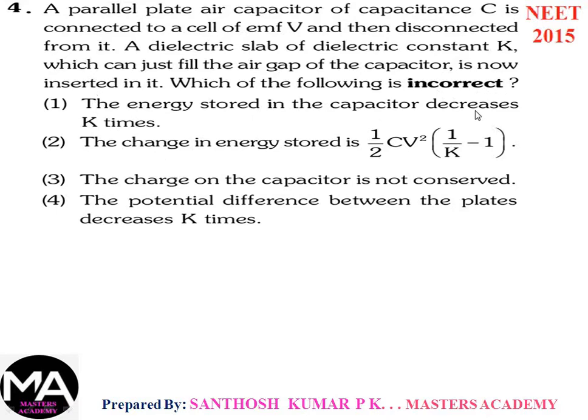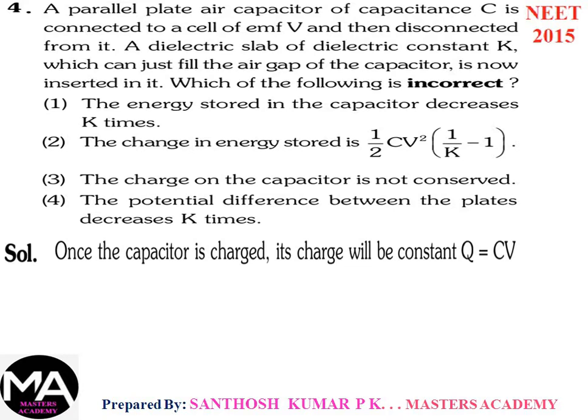First, energy stored in the capacitor decreases K times. Second, the change in energy stored is half of CV square into 1 by K minus 1. Third one, the charge on the capacitor is not conserved. Fourth one, the potential difference between the plates decreases K times. So let us solve this one.